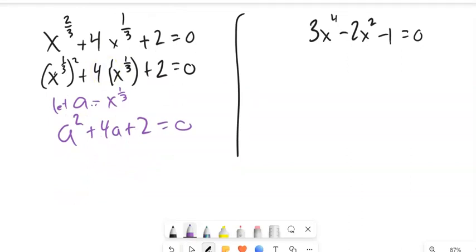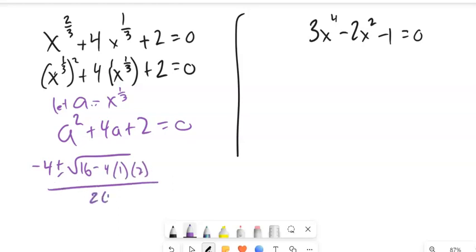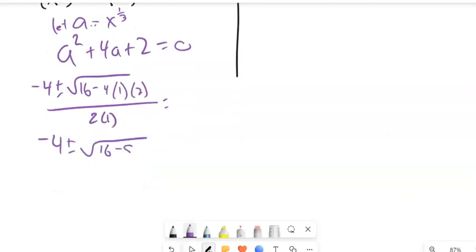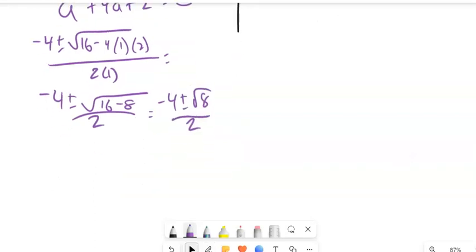And now if I try to factor this, I'm not going to be able to factor it. That's not factorable. I can't get things that multiply to 2 but add to 4. So I'm going to run this through the quadratic formula. Negative b plus or minus the square root of b squared minus 4 times a times c, all over 2a. And that square root of 8 is 2 root 2, so I can write this as this.